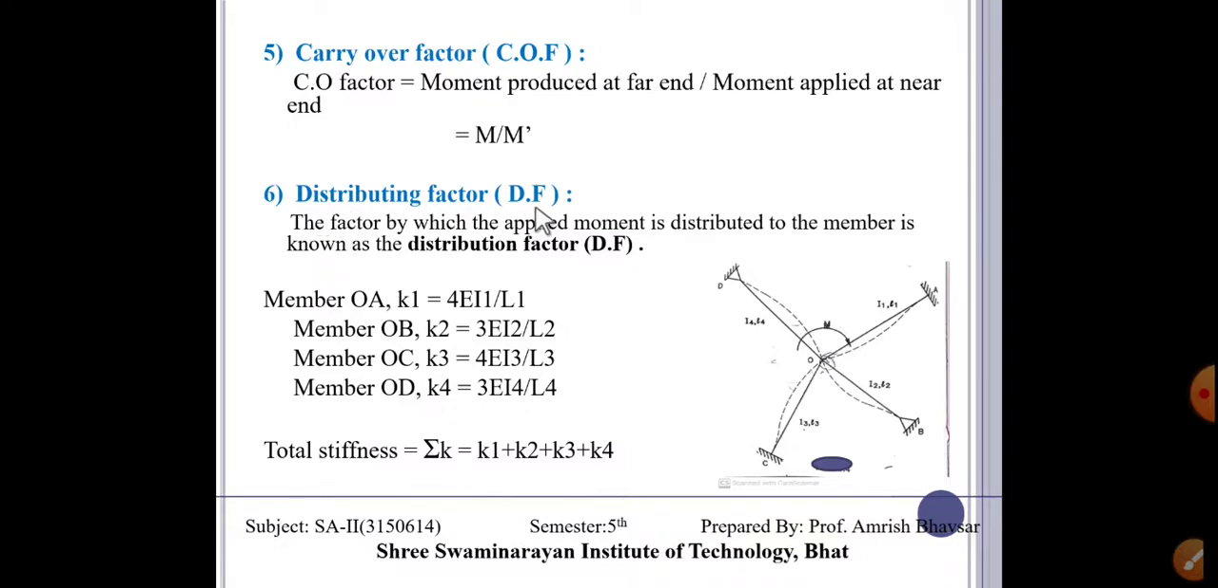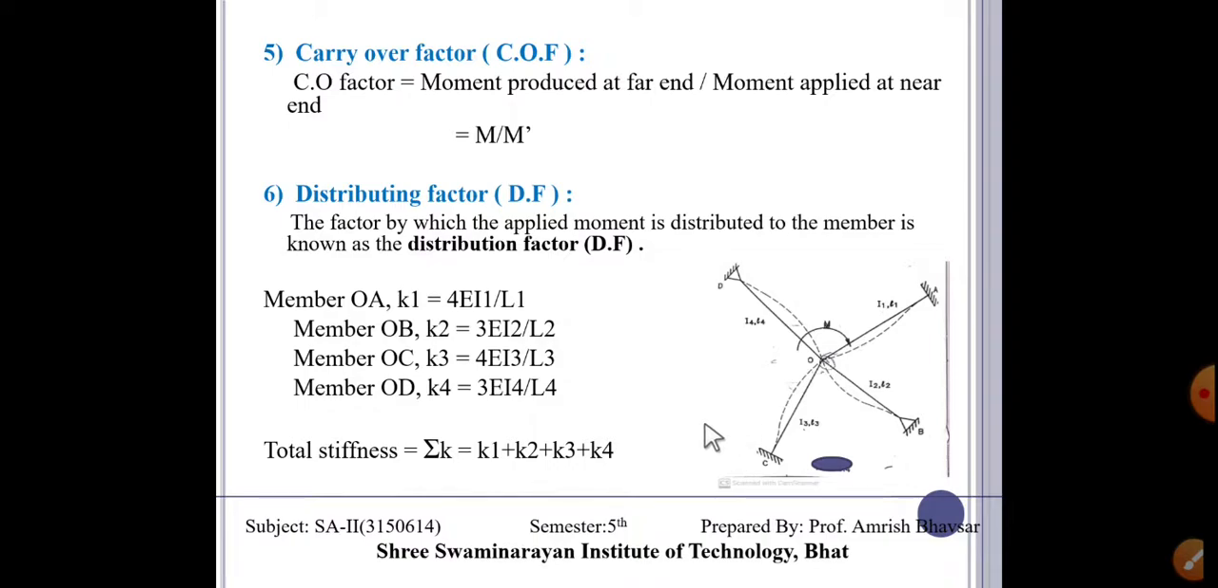Now the distribution factor. Here we have taken a small example for understanding this. As we discussed, this is our common joint, with one beam from here to here, another here to here, a third and a fourth. A total of 4 beams are connected at a single joint. The end conditions of all the members are different.